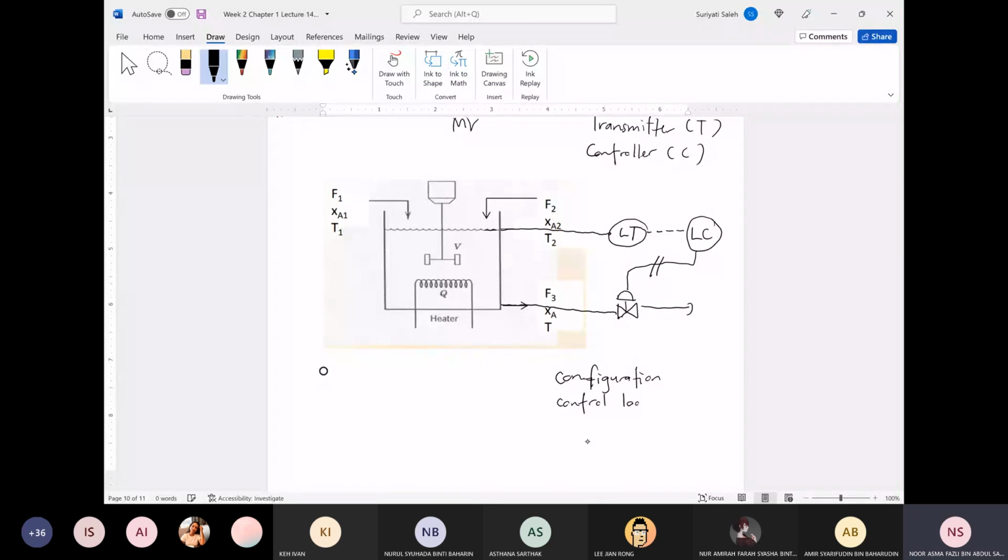Control loop for level. Based on this configuration, you can see three different lines. You have a solid line, a dash line, and a line with a symbol on it. The solid line represents the piping line. The dash line here represents the electrical line. And lastly, the line with this symbol is what we call the pneumatic line.